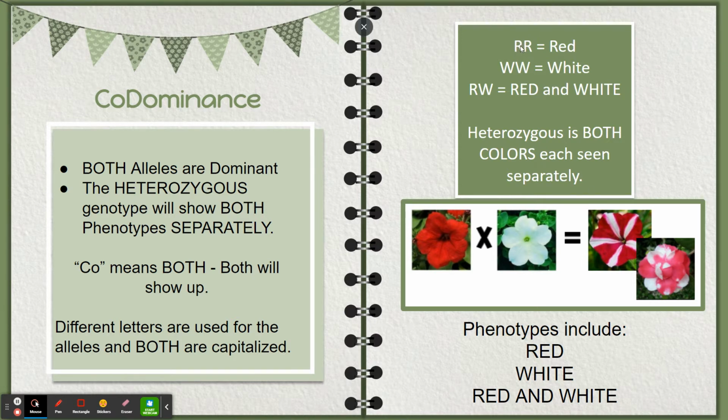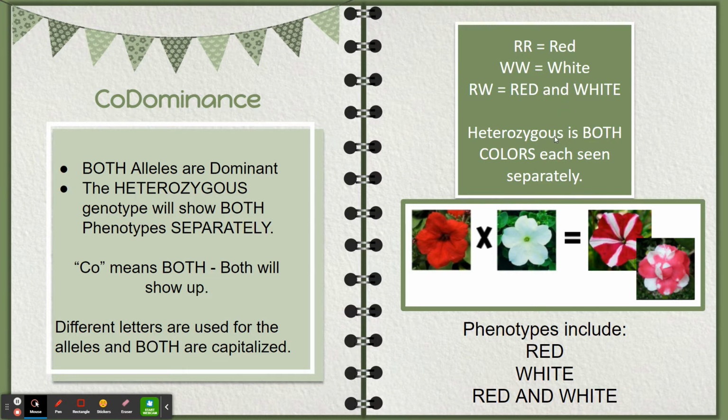You'll notice we treat the letters a little differently as well. The capital R represents the red allele, and to be red, you have to be big R, big R. The capital W represents the white allele, and to be white, you have to be WW. And if you have one of each, that heterozygous genotype, you're red and white. That "and" is the big giveaway because both of those are showing up separately.